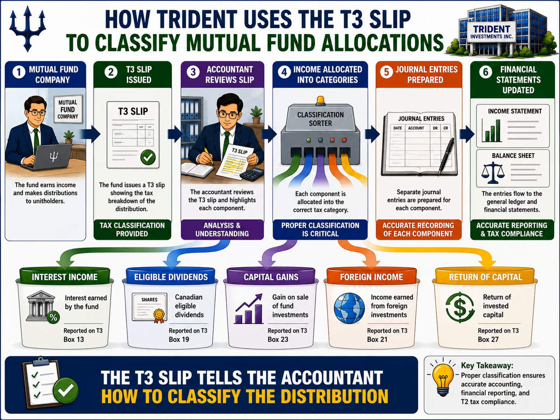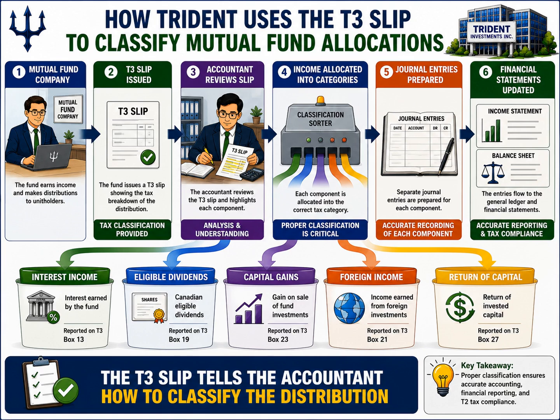Those journal entries are then posted to the accounting records and ultimately flow into the corporation's financial statements. The income statement and balance sheet are updated using the properly classified information. This process ensures that investment income is reported accurately and that the corporation remains compliant with tax reporting requirements.